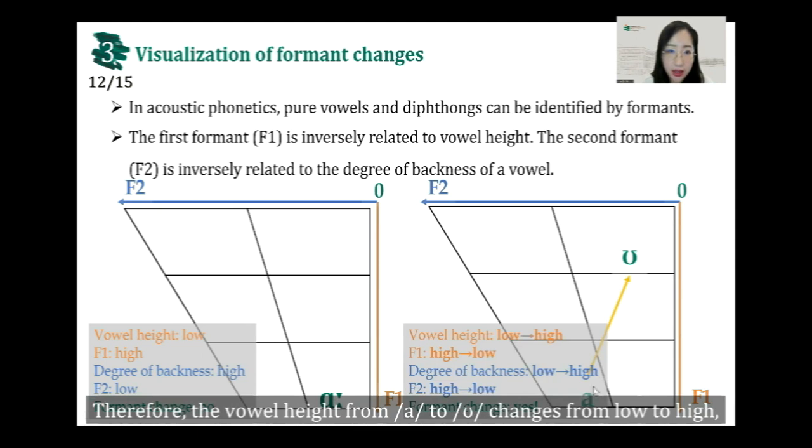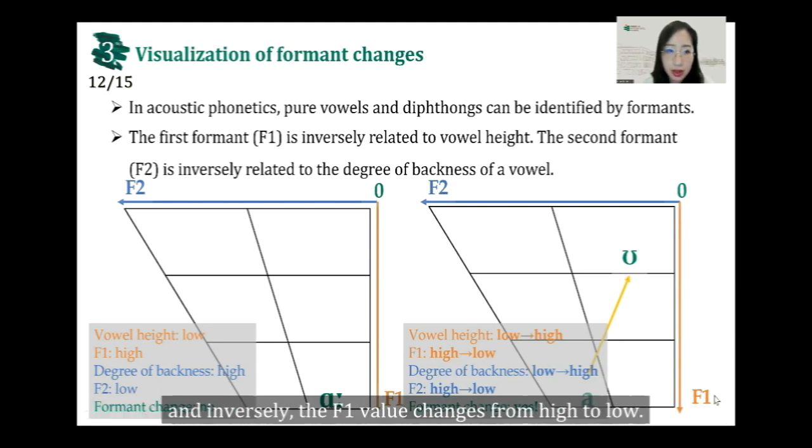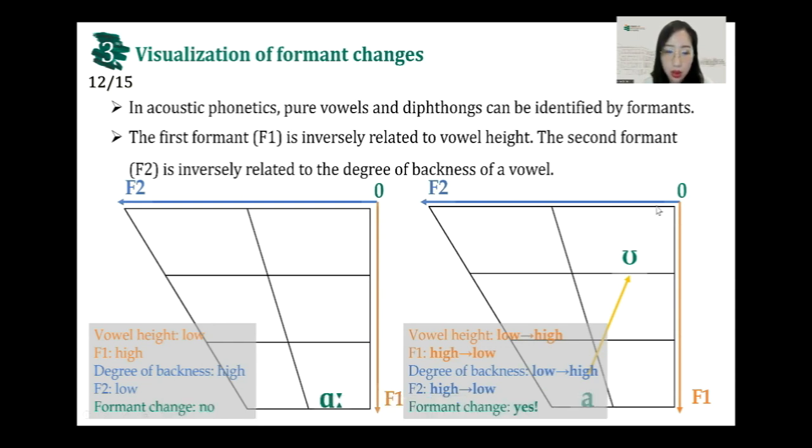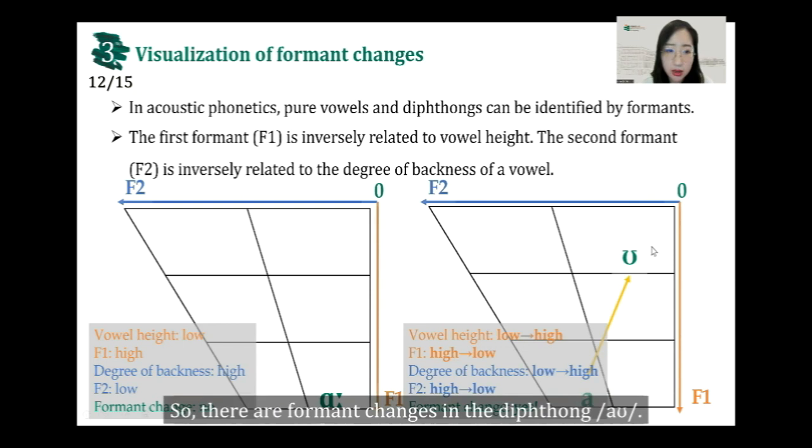Therefore, the vowel height from a to u changes from low to high, and inversely, the F1 value changes from high to low. The degree of backness changes from low to high. It means the pronunciation position moves from front to back, and inversely, the F2 value changes from high to low. So there are formant changes in the diphthong ow.